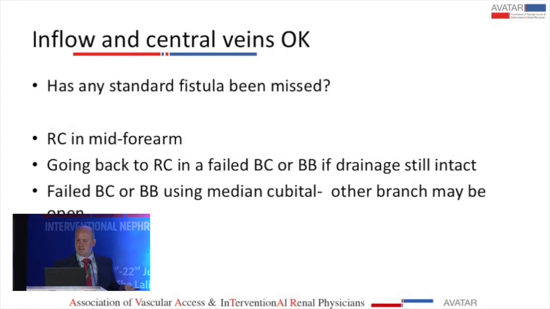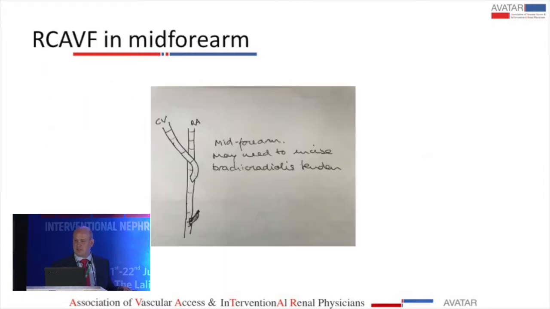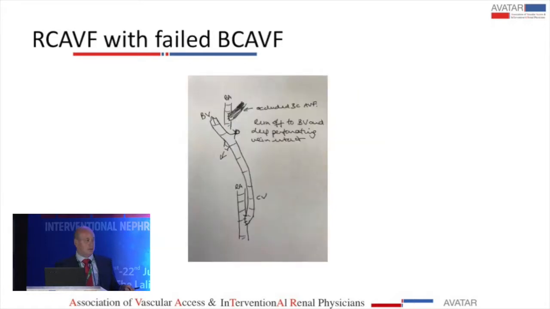So here's my little diagram, your mid-forearm fistula. The only technical difficulty with this is the artery's a bit deeper, and often the brachioradialis tendon impinges on it. I have no qualms about incising half the brachioradialis tendon just to make sure it doesn't impinge, and it doesn't seem to lead to any problems. This seems like magic to our nephrologists, but it is not that difficult to do.